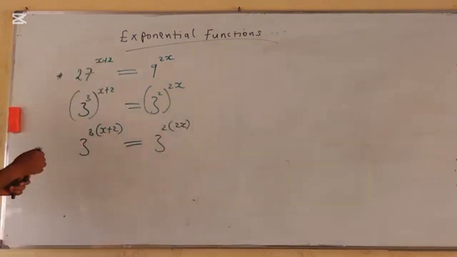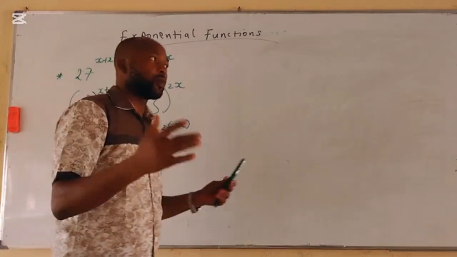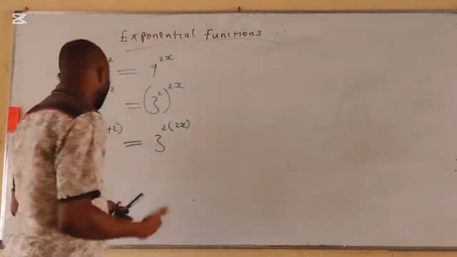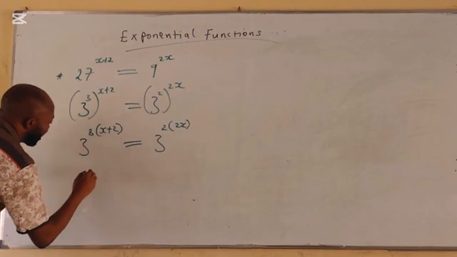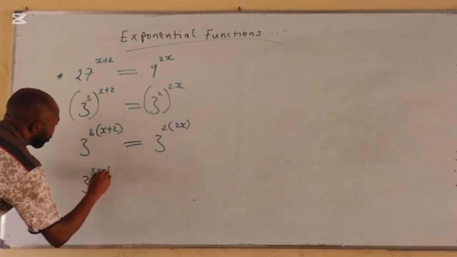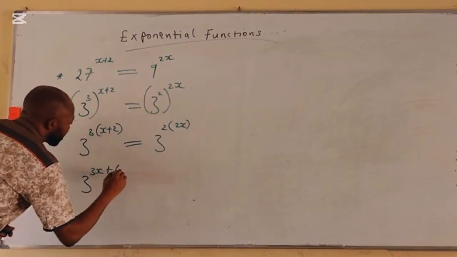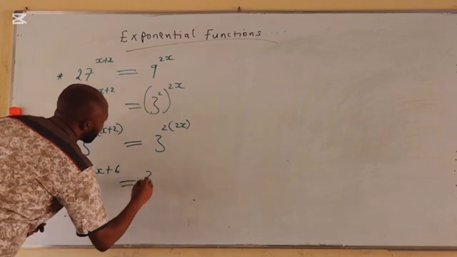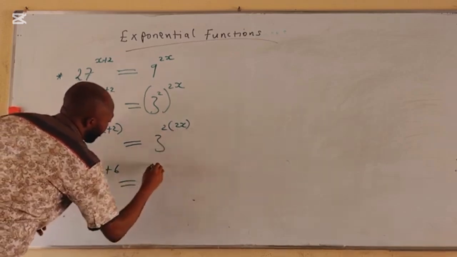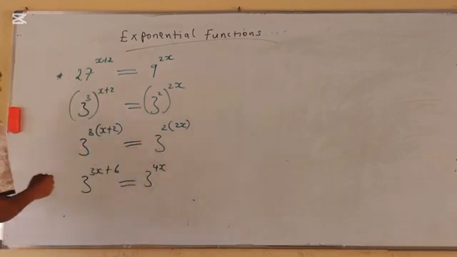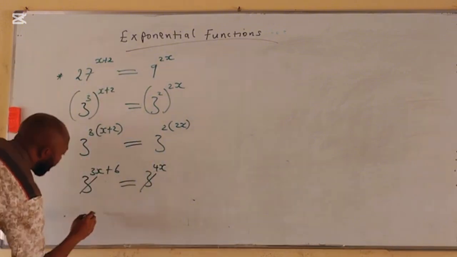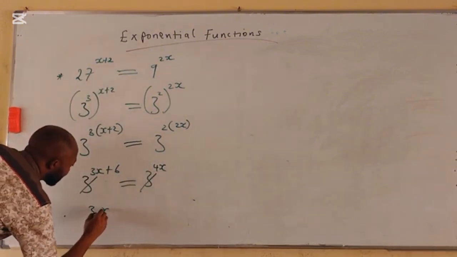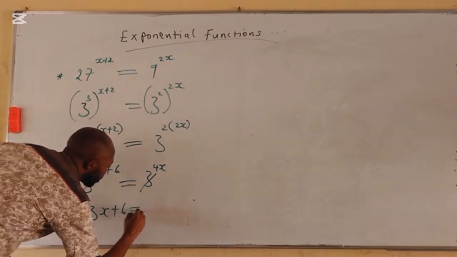I will expand this; we talk about brackets. You resolve brackets for anything. So this is 3 raised to the power 3 times x is 3x plus 3 times 2 is 6, is equal to 3 raised to the power 2 times 2x is 4x. Now I have the same base. I cancel. I have 3x plus 6 is equal to 4x.